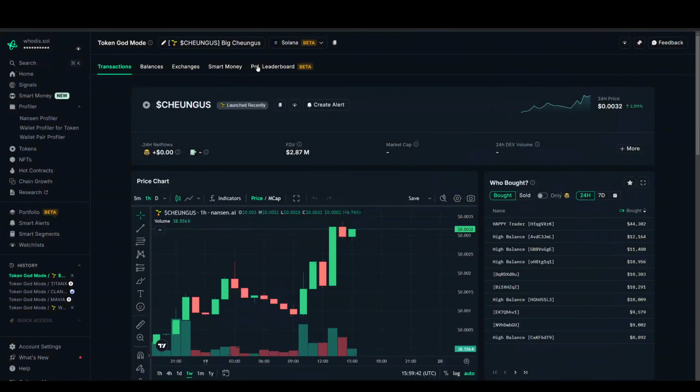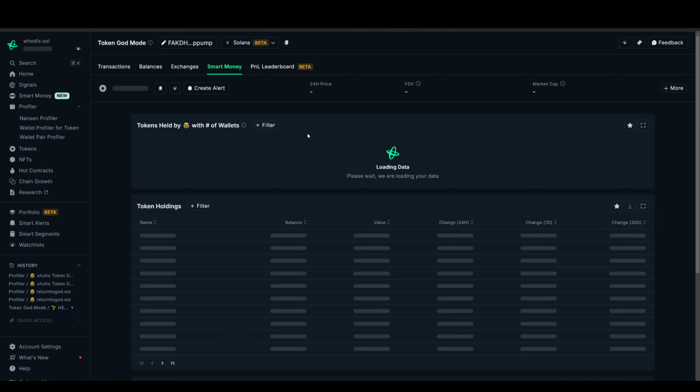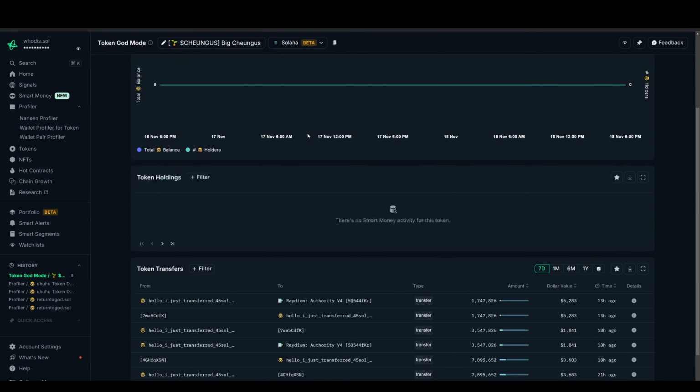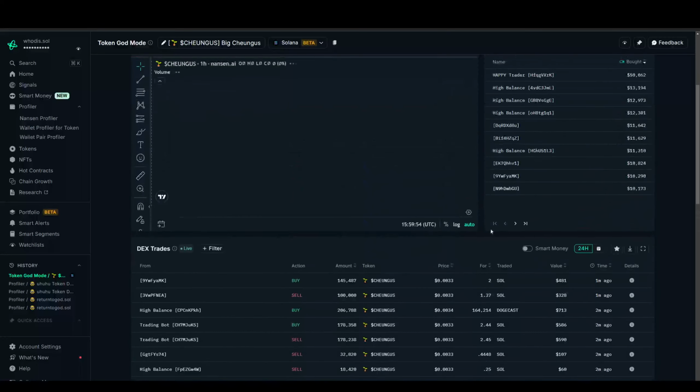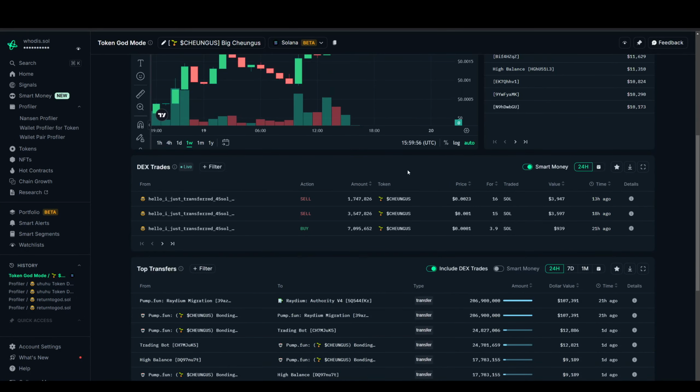Where is that one? Here it is right here. Smart money. No smart money. We can go back to the transactions, look in real time. Yeah, not much interest in this one right now. It looks like the person that did hold it, the only person, they went ahead and took their profits and ran. But look how much profits they got. I mean, this is amazing. They put in 3.9 SOL and they got out a 10x. Yeah, it is a 10x. So really impressive.